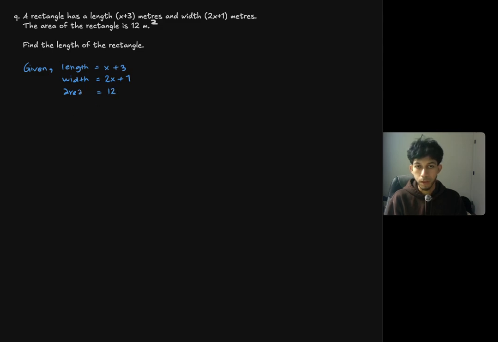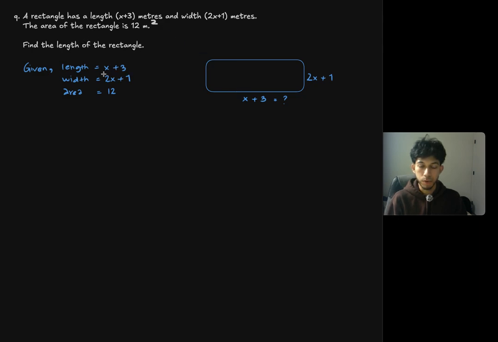Okay. Now let's draw out the rectangle that they provided us. And we will label it with the length and the width. x plus 3 is the length and the width is 2x plus 1. And we are required to find out, or compute, the length. For that, we would need the value of x.